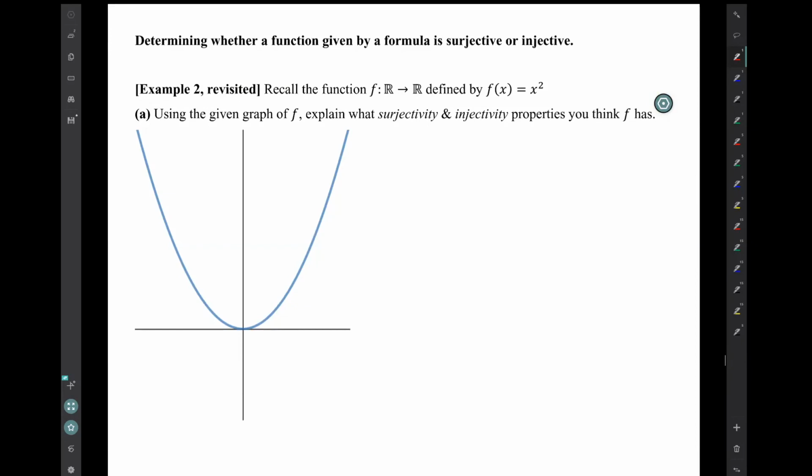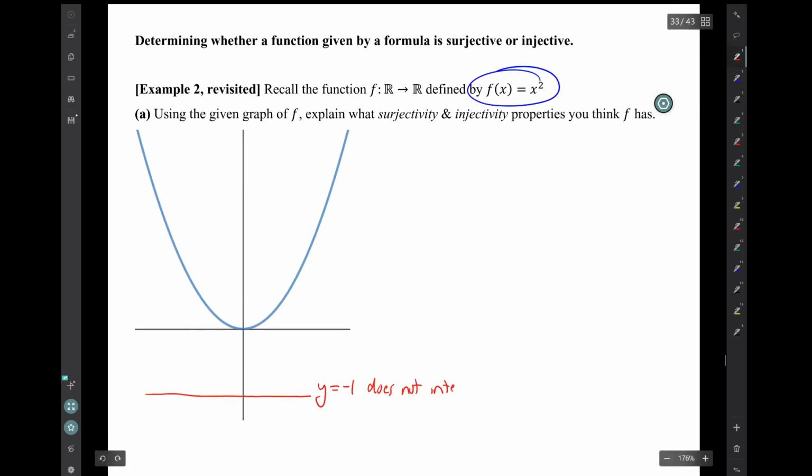So for instance, let's look at the graph of the function f of x equals x squared. Notice that this horizontal line does not intersect the graph at all. So we suspect that f is not surjective, or this illustrates that f is not surjective. And look at this horizontal line.